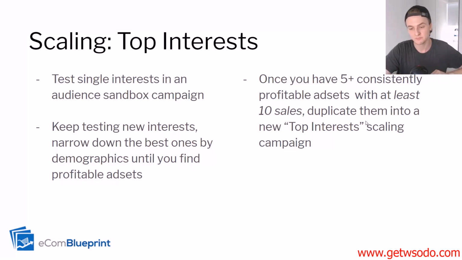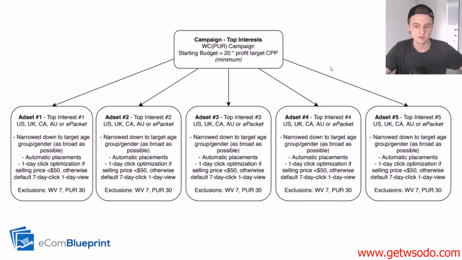And then at that point, you should attempt to scale. Once you have 5 plus consistently profitable ad sets with at least 10 sales, you want to duplicate them into a new top interest scaling campaign. I'm going to show you a diagram for that campaign right here. So this is what it looks like.